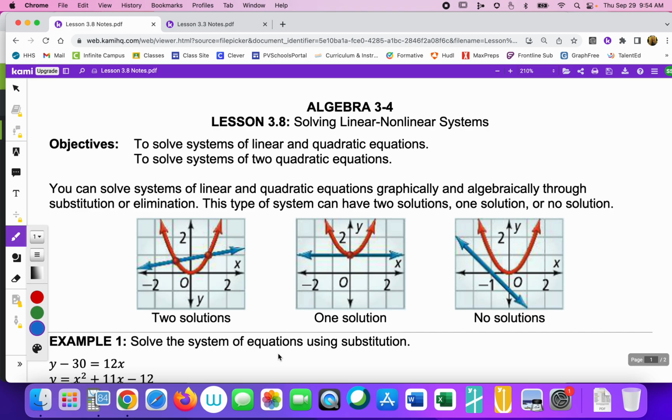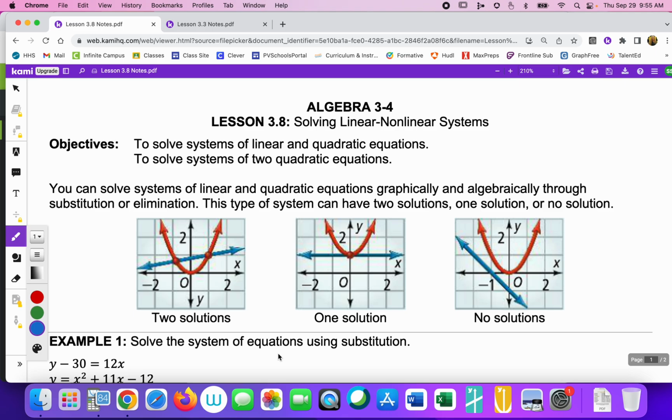We're going to be solving systems of linear and quadratic equations. Most of them will look like one of these three if you were to graph them. We're not always graphing. So it's a parabola and a line. Your solutions are where they intersect, those coordinates. It might be two of them. It may be one. It may not be any. So that's what they would look like if you were to graph them.